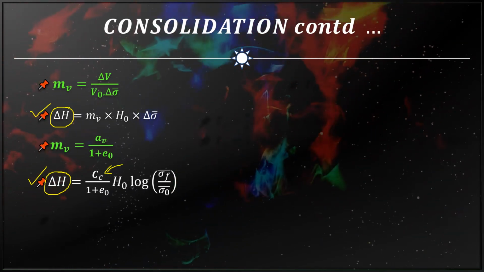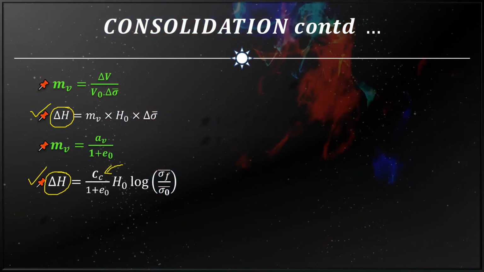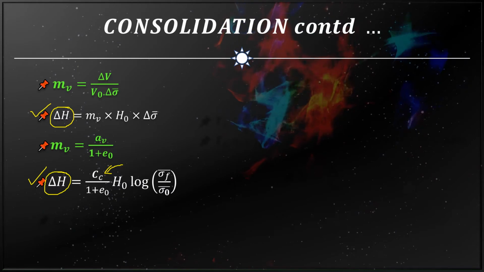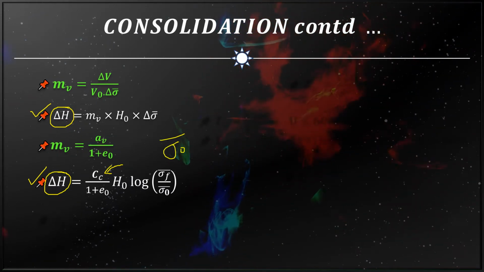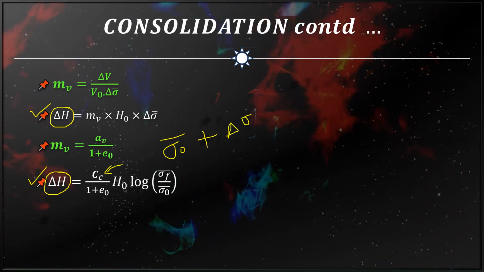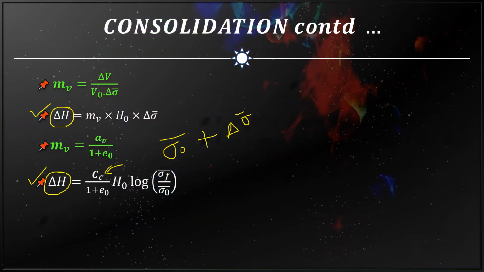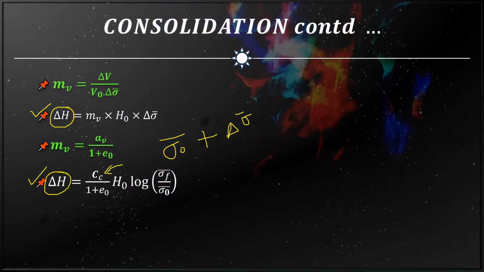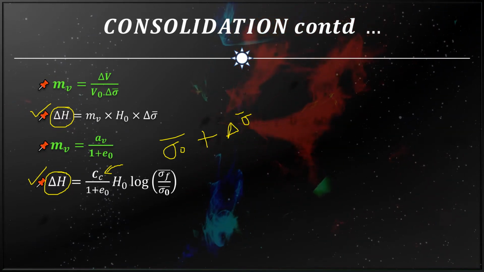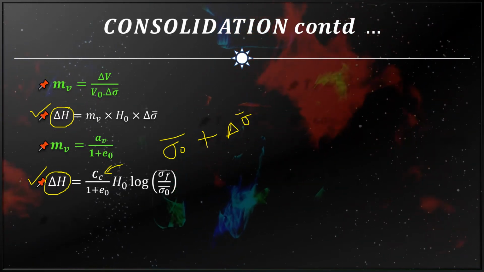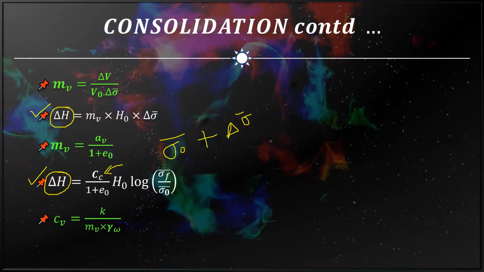Del h is equal to Cc by 1 plus e naught, h naught, log of sigma f bar, that is the final effective stress after the external load is applied, sigma naught bar plus del sigma bar. Del sigma bar is given by the additional load that is acting over the overburden soil. So del sigma bar plus sigma naught bar is sigma f bar, divided by sigma naught bar. So by using this formula, we can get del h, that is the total settlement.